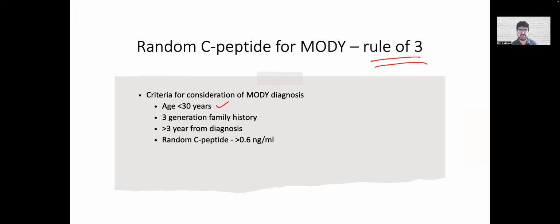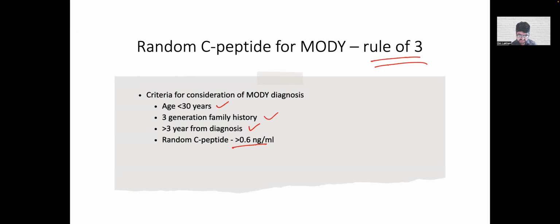The rule of 3 is: age should be less than 30 years, there should be a 3-generation family history, and you're trying to do this 3 years from diagnosis. Why is this important? Because sometimes the diagnosis is done too close to the time of diagnosis. The patient often may be glucotoxic, and in that case, you may not get a good interpretation.